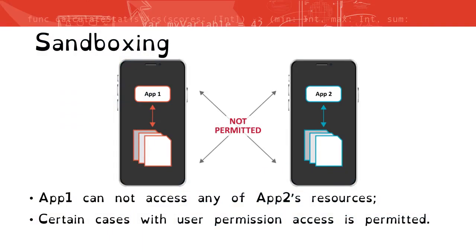iOS uses sandboxing to protect it from rogue apps. So let's look into sandboxing in a bit more detail. And we see here a little diagram where we have two different apps trying to communicate with files. App 1 cannot access any of App 2's resources, although in certain cases with user permission, access is permitted.